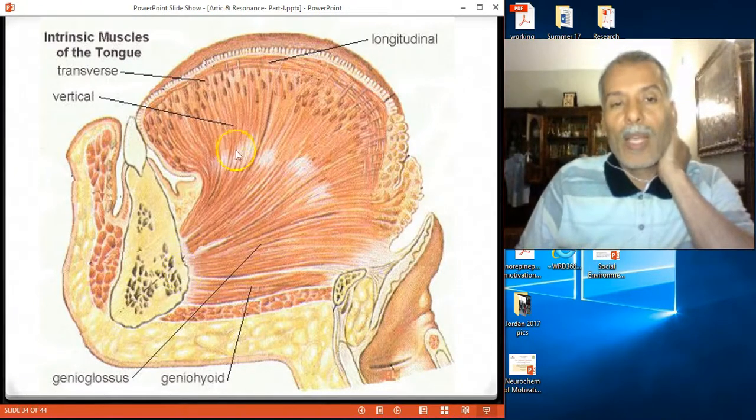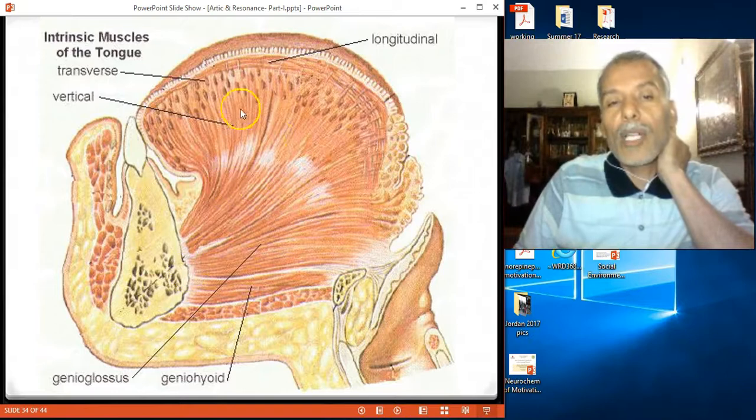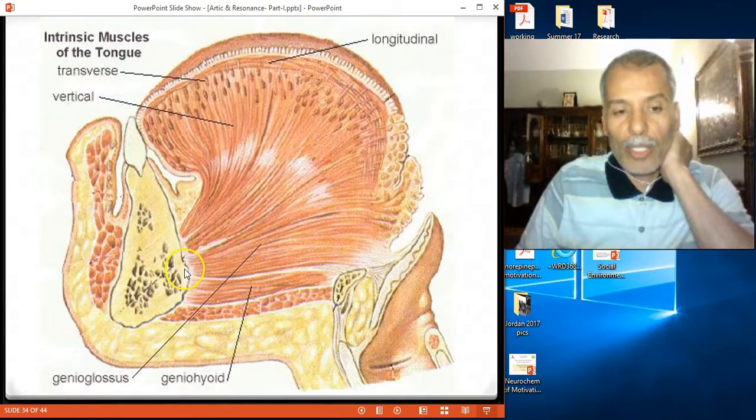Chin in Greek was genio, and then tongue, glossus: genioglossus. The origin here, genio, and then glossus is tongue.